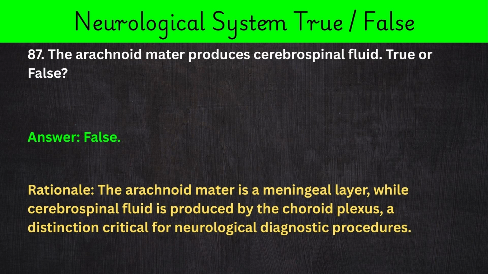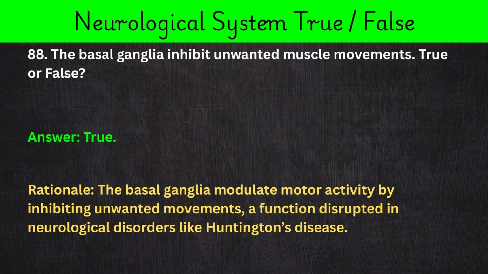Rationale: the arachnoid mater is a meningeal layer, while cerebrospinal fluid is produced by the choroid plexus, a distinction critical for neurological diagnostic procedures. 88. The basal ganglia inhibit unwanted muscle movements. True or false? Answer: true.